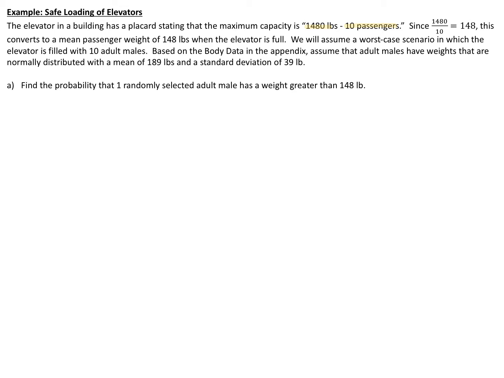So if you can imagine an elevator that is at maximum capacity, if 10 adult males get into the elevator and they each weigh 148 pounds, that puts the elevator at maximum capacity. So if one of those male passengers happens to be more than 148 pounds, I hope that you can see that that would put the elevator over its maximum capacity, which could be a safety issue.